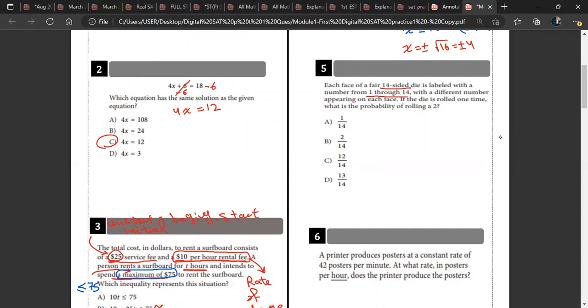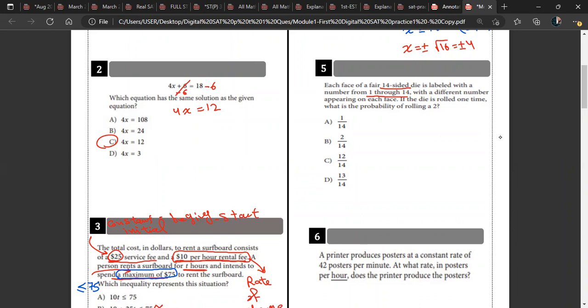14. 14, okay. But if you have doubled numbers, like numbered from 1 to 7, how many outcomes you have? 7. Yes, 7. If you have doubled numbers, it will be 7 outcomes only. Okay, let's complete. Now you have 14 outcomes, with a different number appearing on each face. So we have different numbers, not the same number. So we have 14 outcomes.